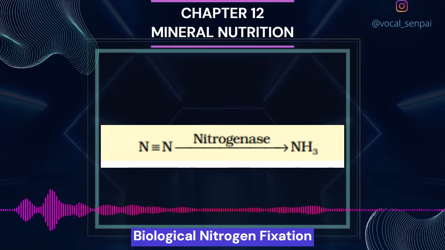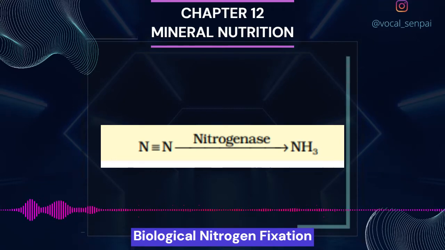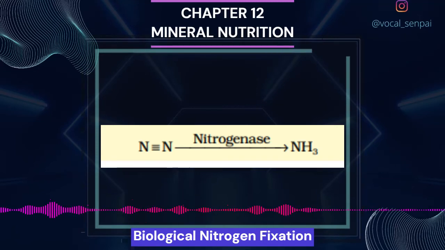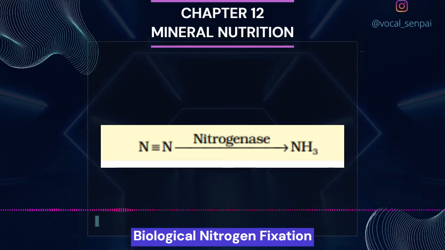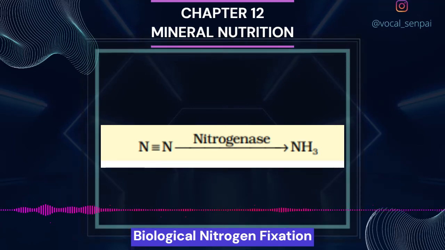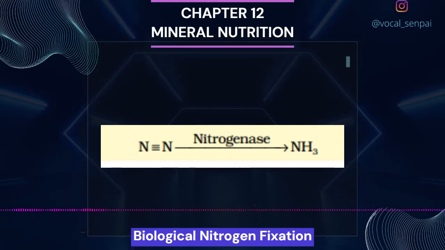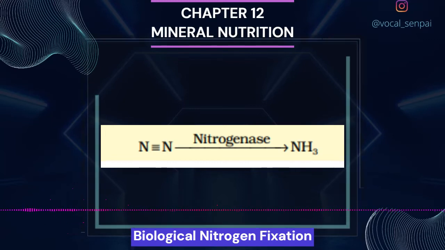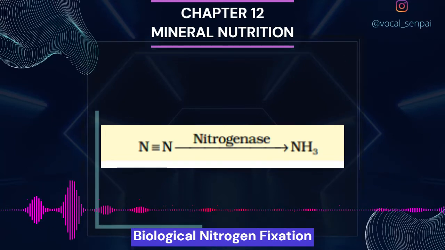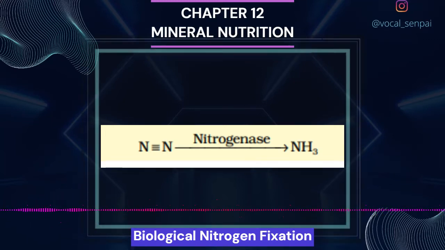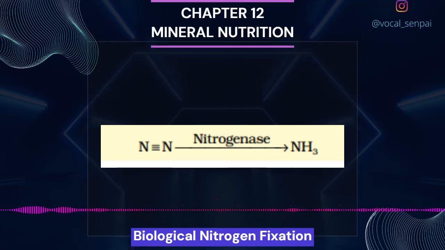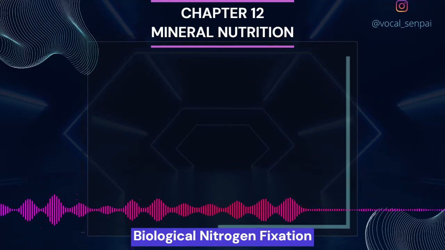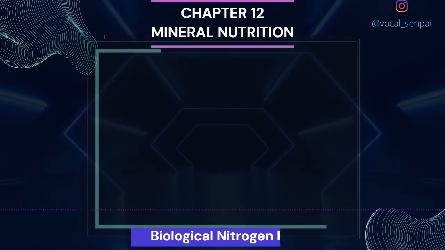Reduction of nitrogen to ammonia by living organisms is called biological nitrogen fixation. The enzyme nitrogenase, which is capable of nitrogen reduction, is present exclusively in prokaryotes. Such microbes are called N2 fixers. The nitrogen-fixing microbes could be free-living or symbiotic. Examples of free-living nitrogen-fixing aerobic microbes are Azotobacter and Beijerinckia, while Rhodospirillum is anaerobic and free-living. In addition, a number of cyanobacteria such as Anabaena and Nostoc are also free-living nitrogen fixers.